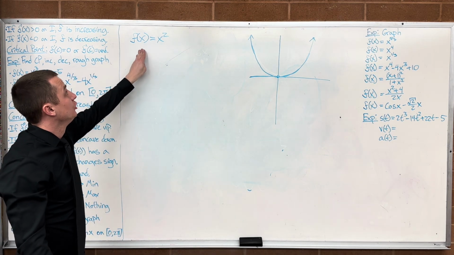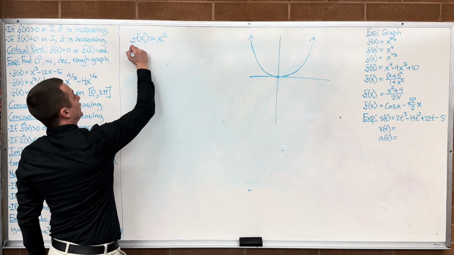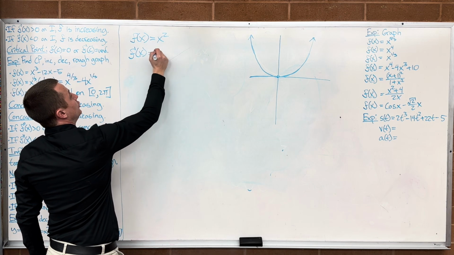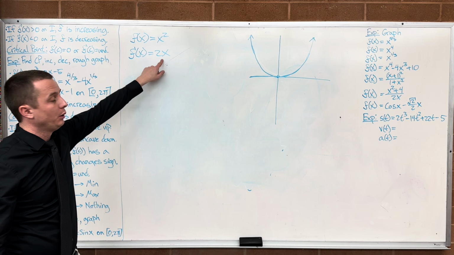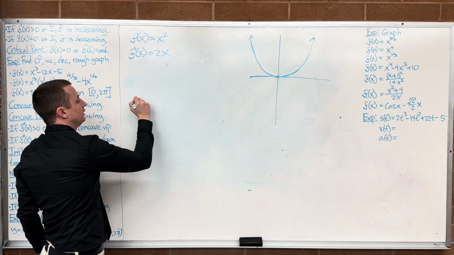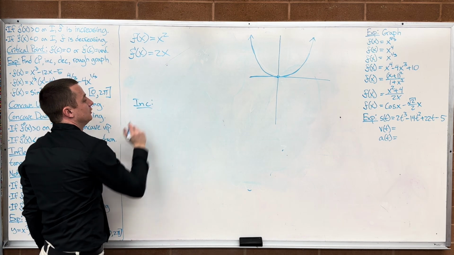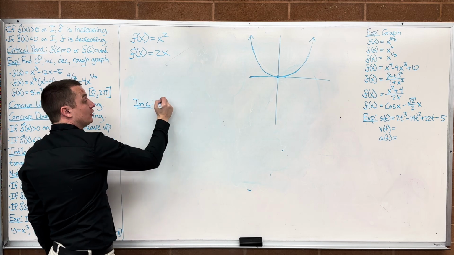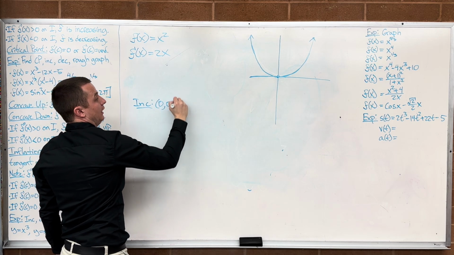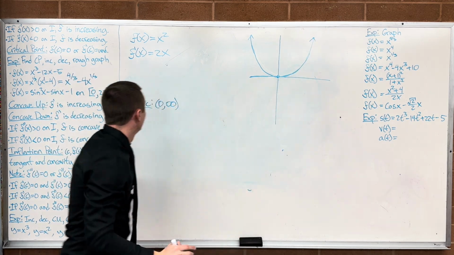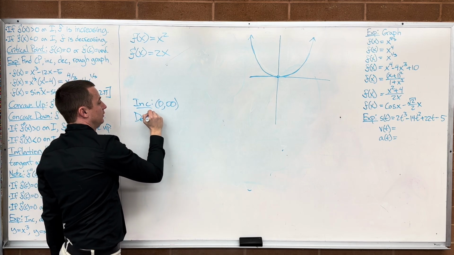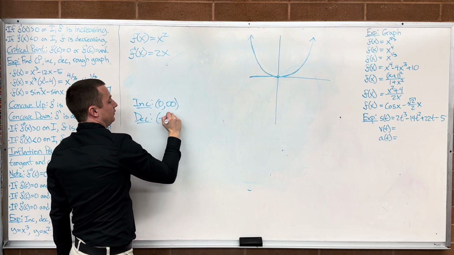First off, let's look at our derivative. What's f prime of x? 2x. Where is 2x positive? So where is our function increasing? Positives with positives and negatives with negatives. It's increasing from 0 to infinity, where it has a positive slope. Where is it decreasing? From negative infinity to 0.